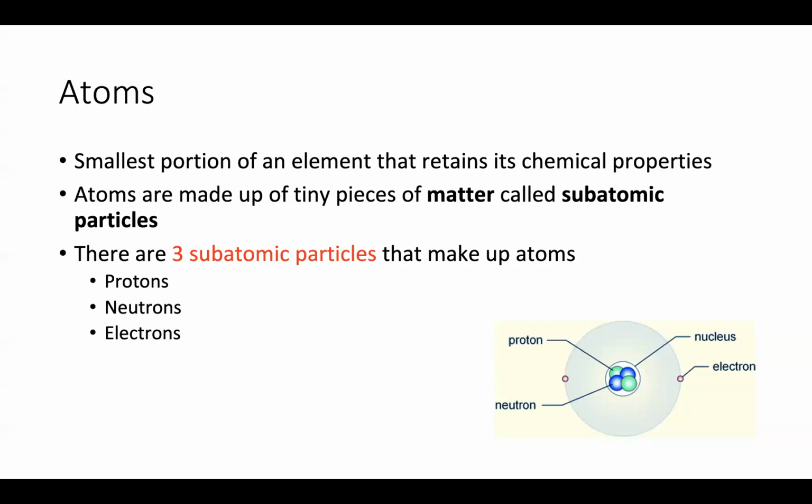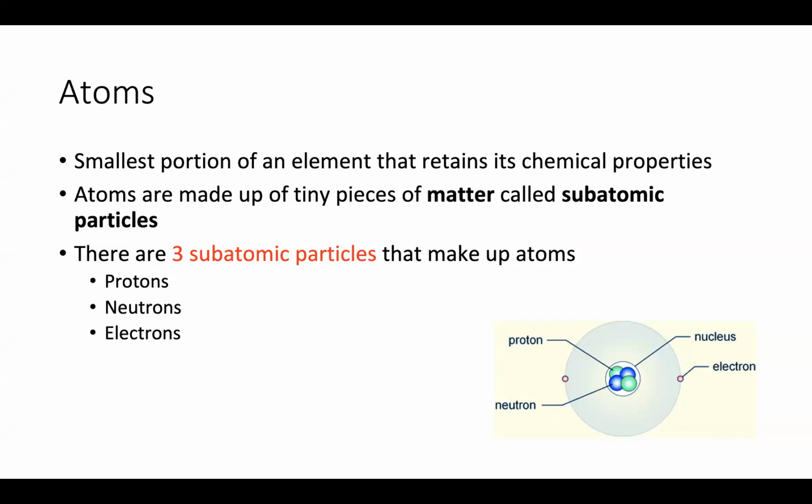All right, chemical elements, atoms, and compounds. So we're making connections between relationships right now. We've got compounds, we've got elements, and then we've got atoms. Atoms are sort of the building blocks of an element. Elements contain atoms. So we'll define an atom as the smallest portion of an element that retains its chemical properties.